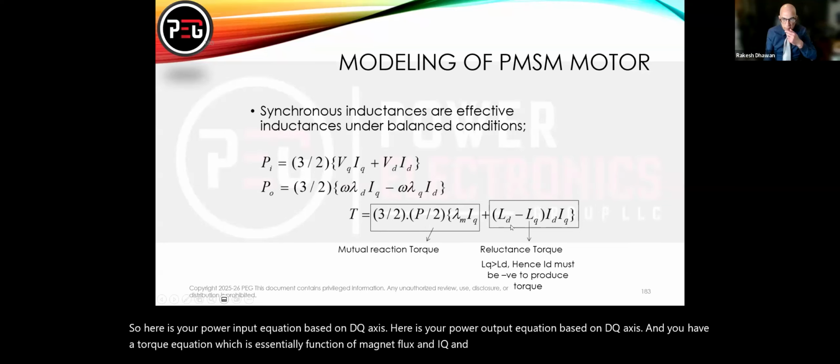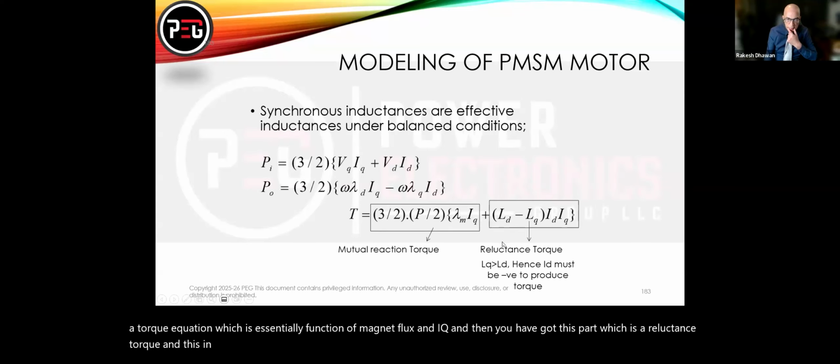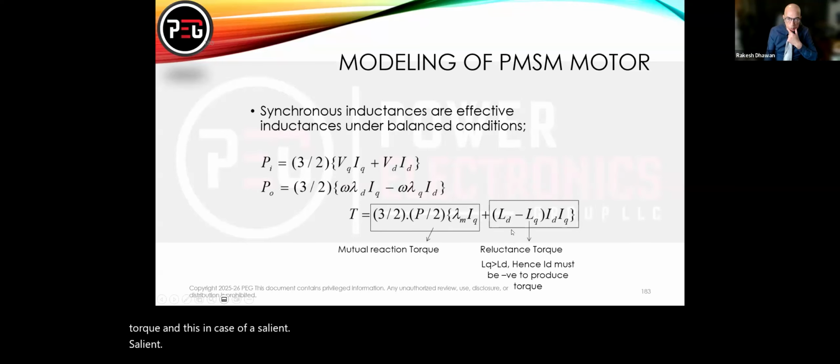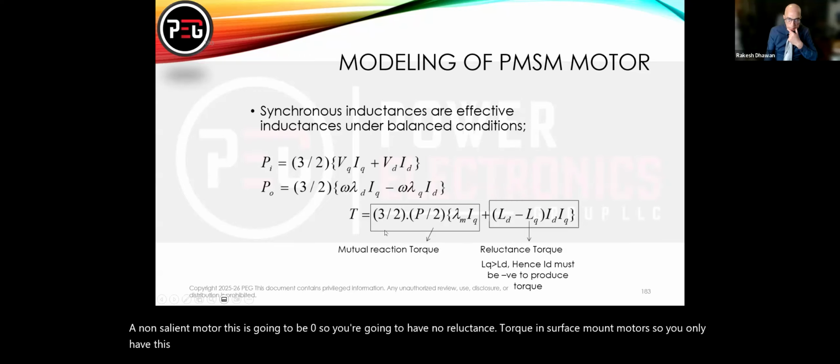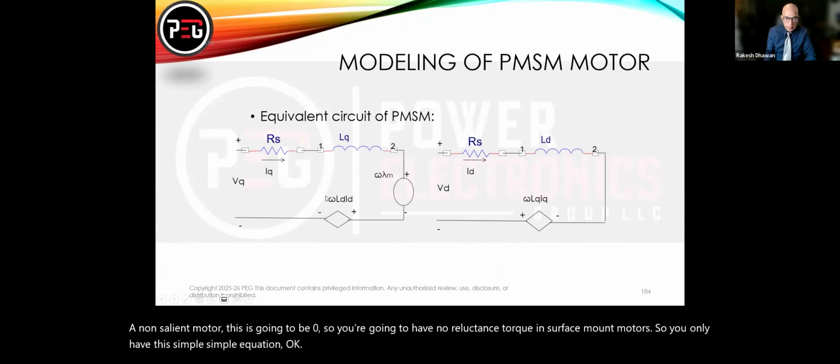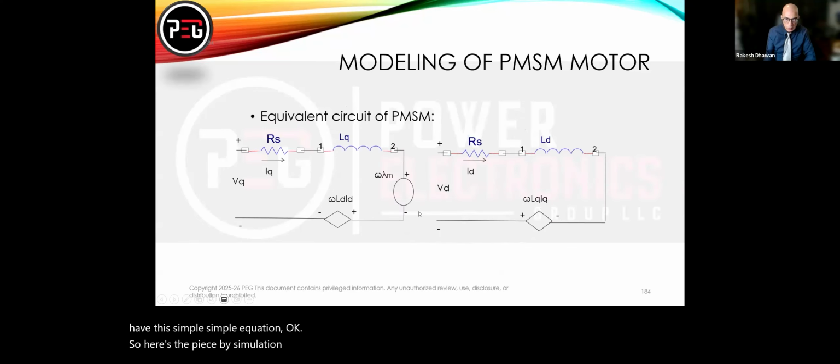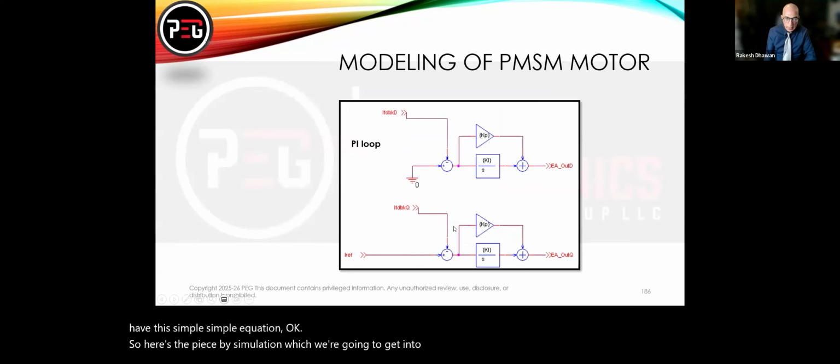And then you have this part, which is a reluctance torque. And in the case of a non-salient motor, this is going to be 0. So you're going to have no reluctance torque in surface mount motors. So you only have this simple equation. Okay. So here is the PSPICE simulation, which we're going to get into shortly. And I'll come back to this.